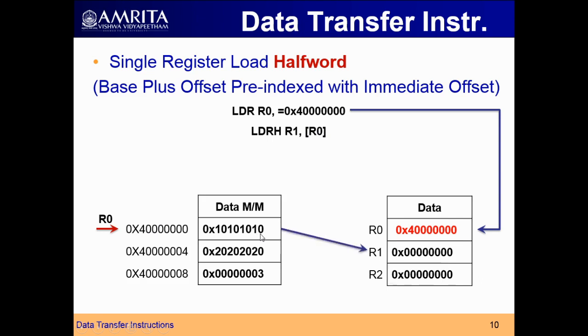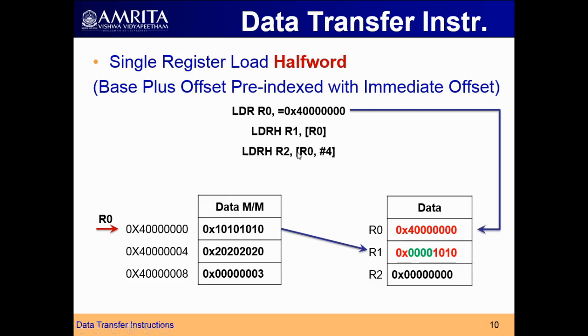10101010. Right. Since it is LDRH, you will be loading only a half word of data. What is a half word? 16 bits. So only the LSB 16 bits, that is a half word, will be loaded onto R1. What will be the remaining bits? They will be zeros. Only 16 bits will be loaded from this address, and the remaining bits will be zeros.